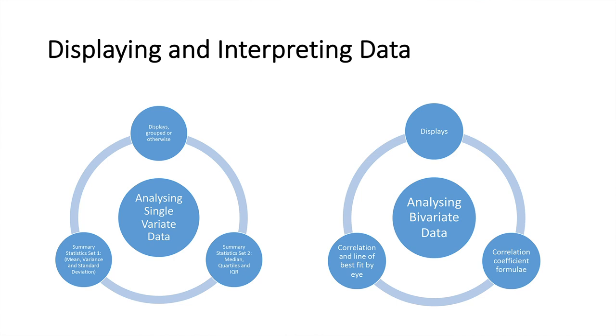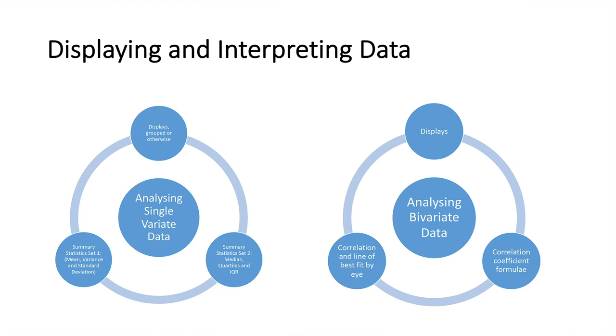We've got the single variate data, which is basically all the different displays, and then two different sets of summary statistics. You've got your mean, variance, standard deviation family, and you've got your median, quartiles, interquartile range family. So you've got those two things going on, and I think it's important to perhaps spend lots of time with the students talking about that. Look, is it this family we're talking about, or is it this family we're talking about? What are the differences between them? Why might I choose to use this family rather than this one?